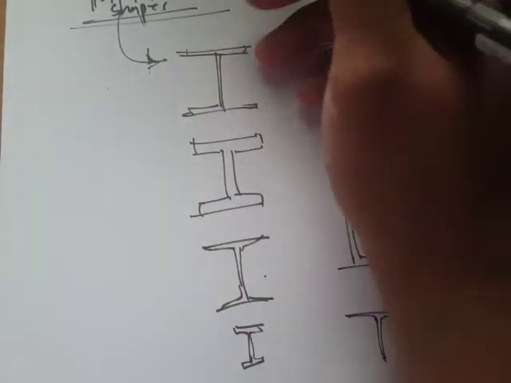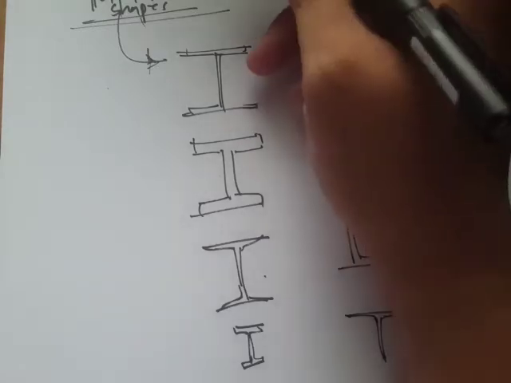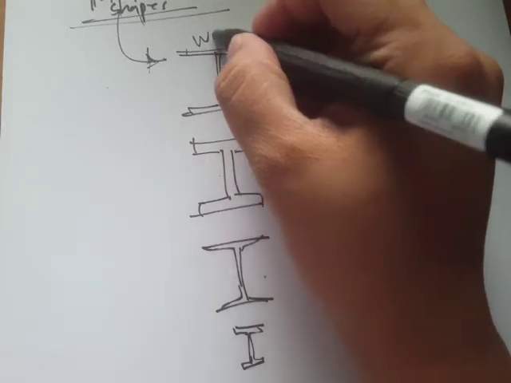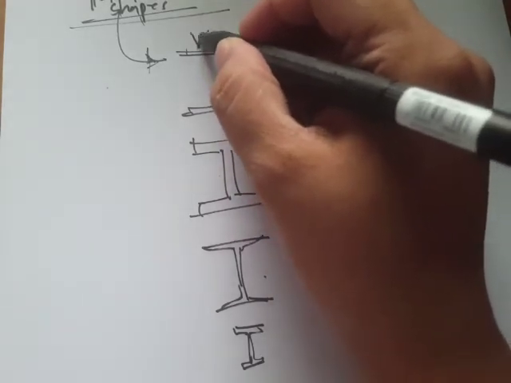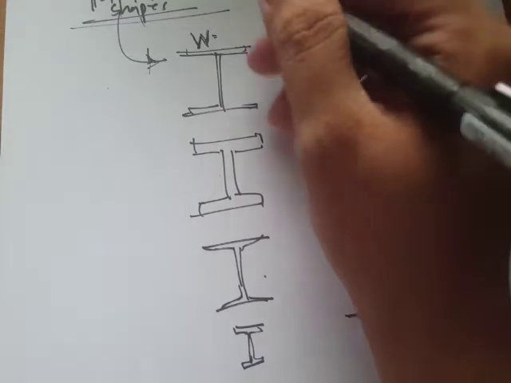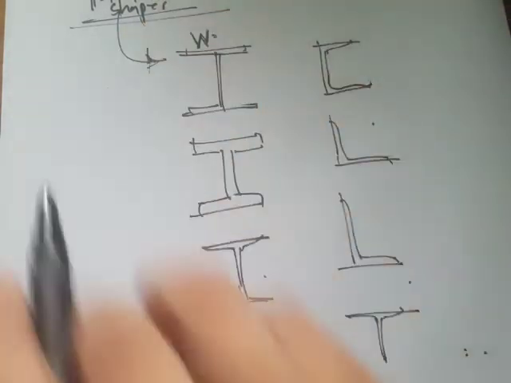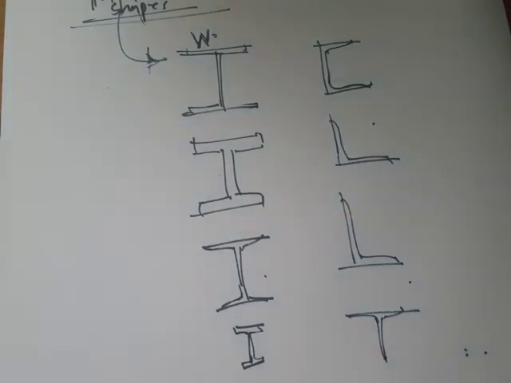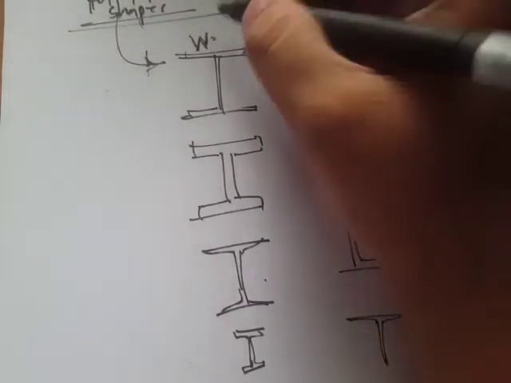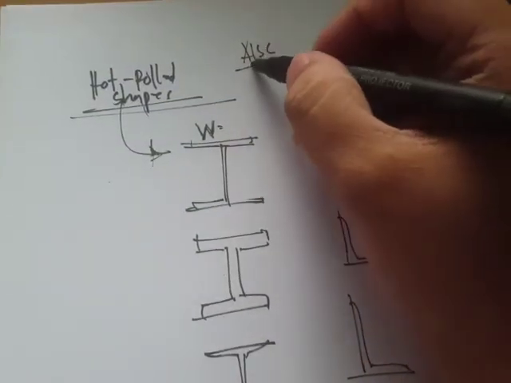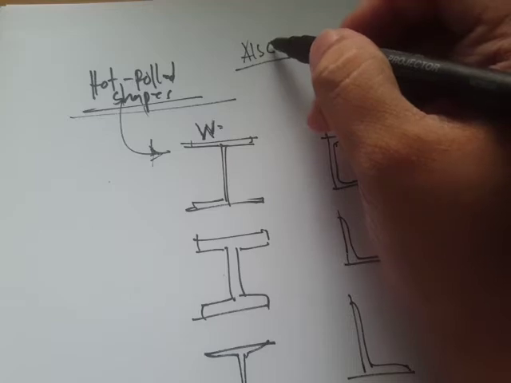It looks like an I, and they're commonly referred to as I beams because they are shaped like an I, but a more precise designation would be based on AISC, and that's another standard. I think this is the American Institute of Steel Construction.